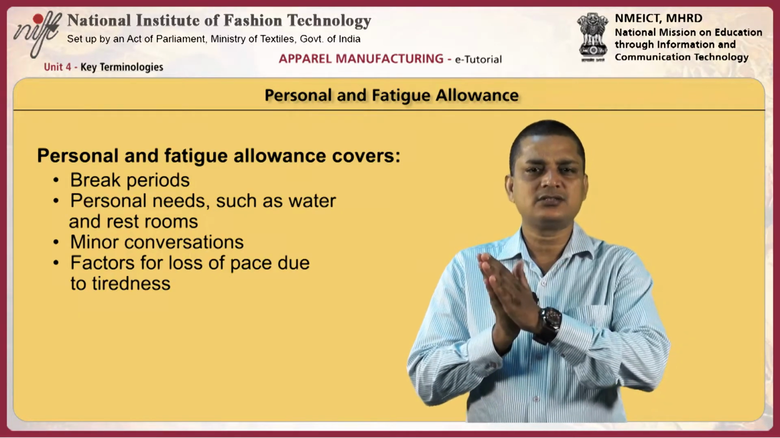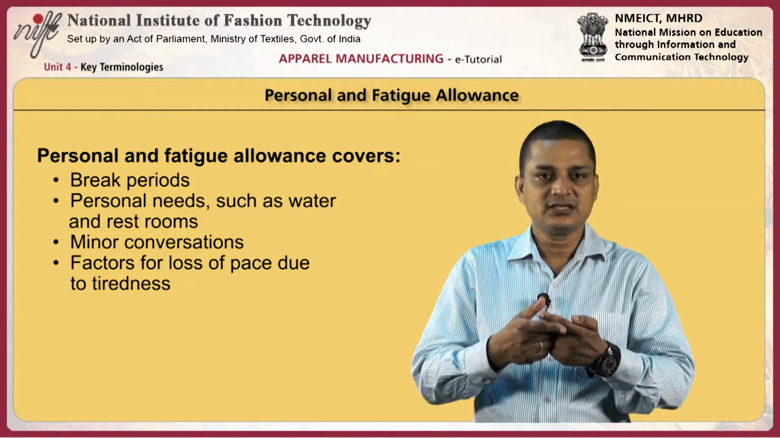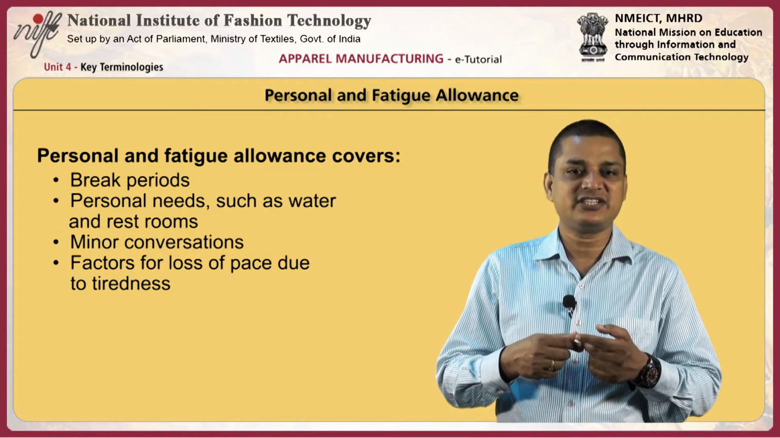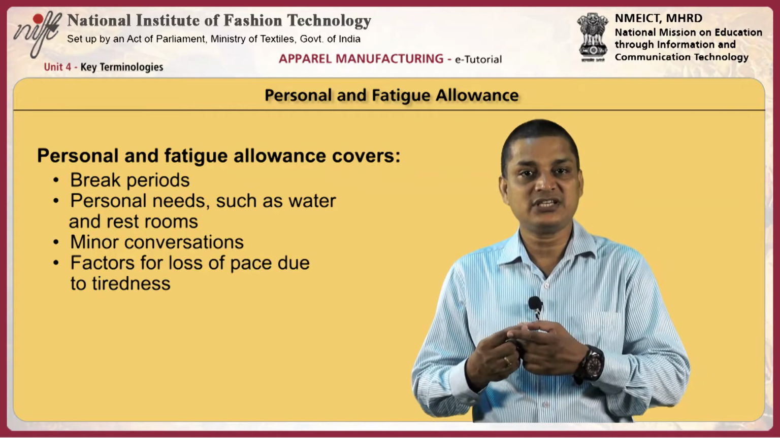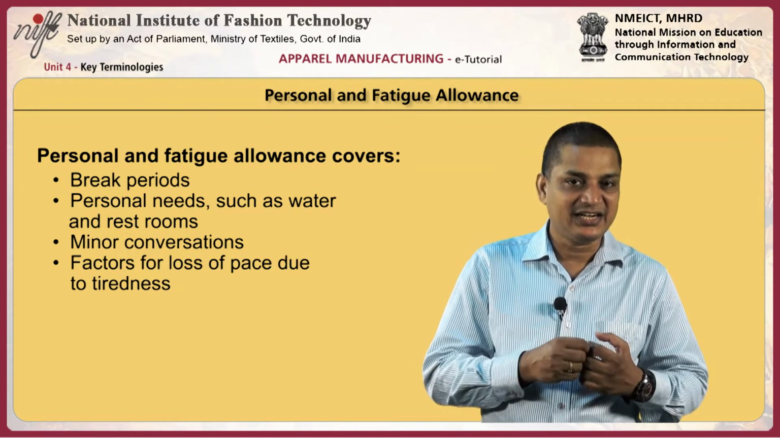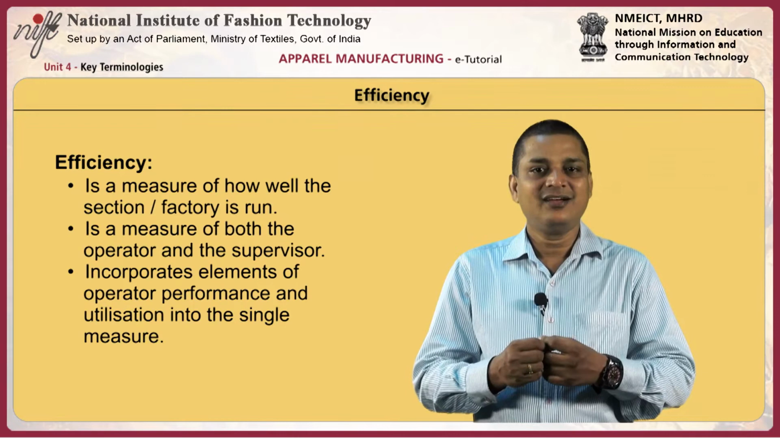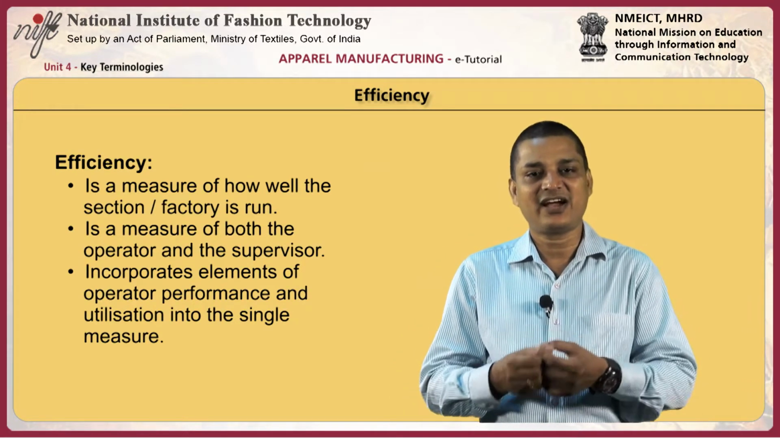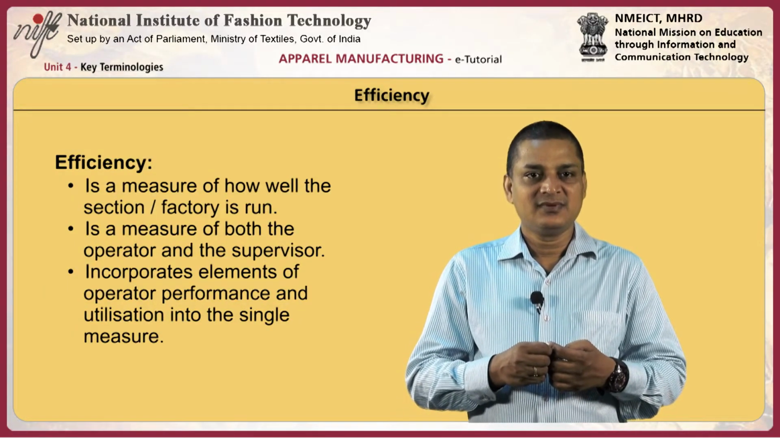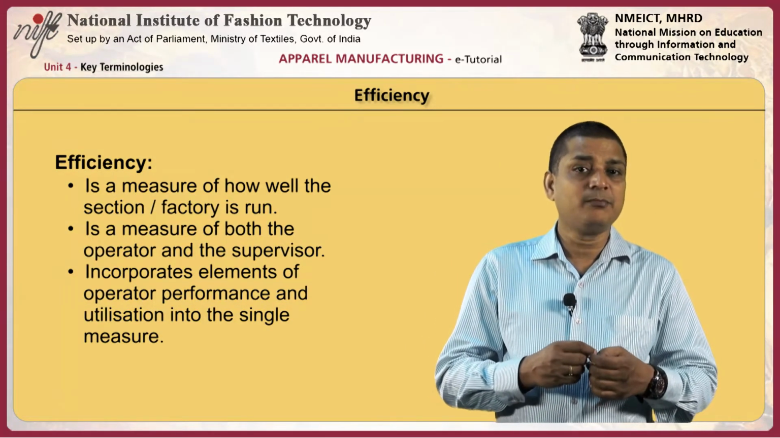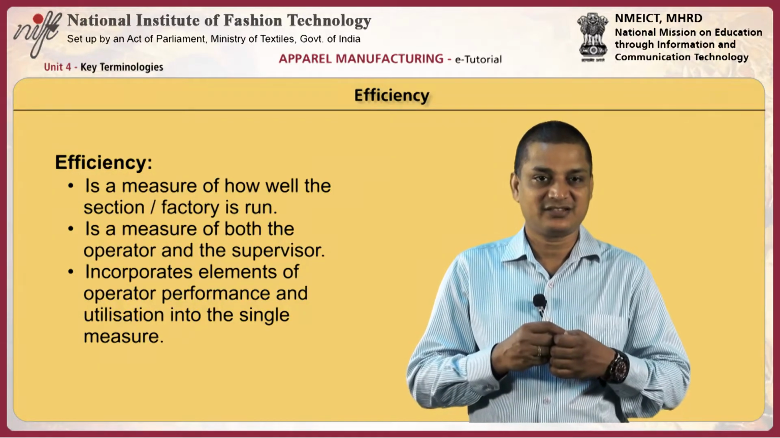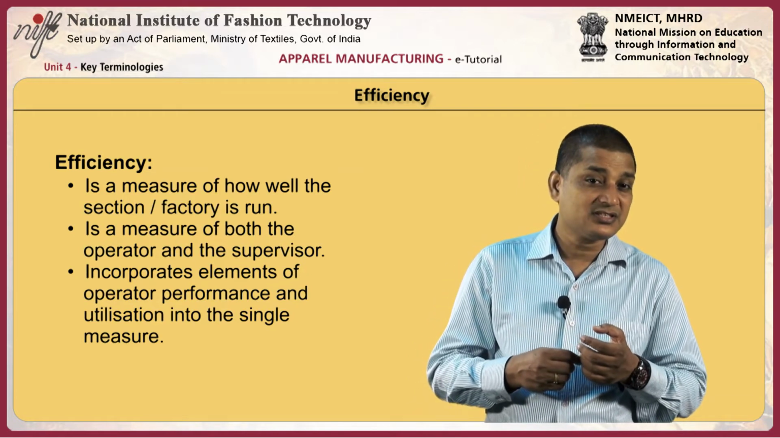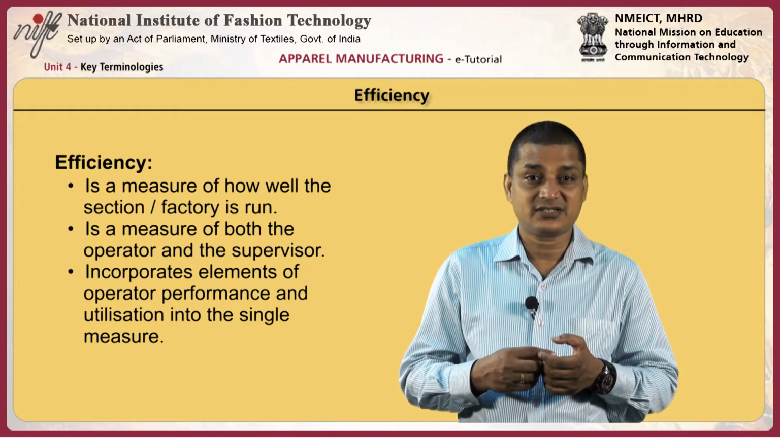Personal and fatigue allowance covers break periods, personal needs such as water and restroom, minor conversations, and factors for losing pace due to getting tired. Efficiency is a measure of how well the section or factory is run. It is a measure of both the operator and the supervisor. It incorporates elements of operator performance and utilization into a single measure.